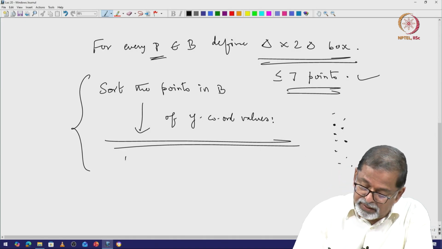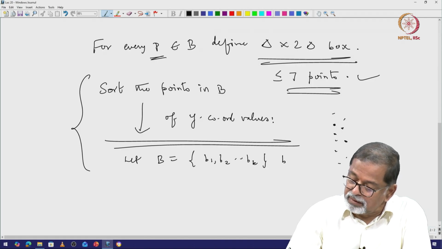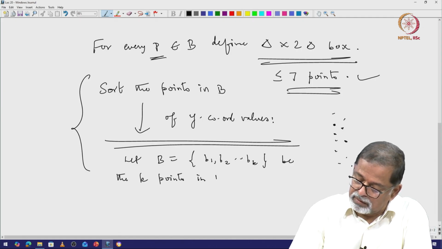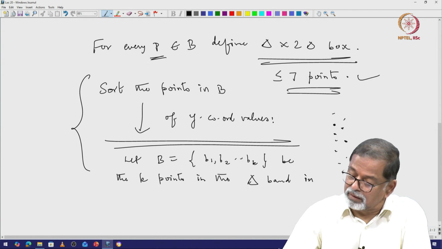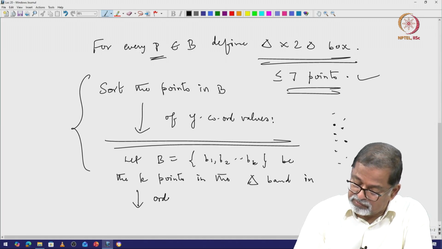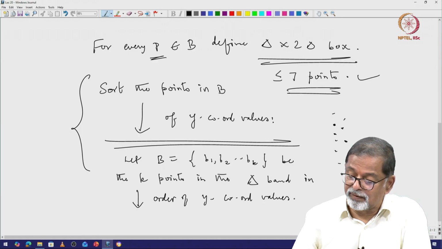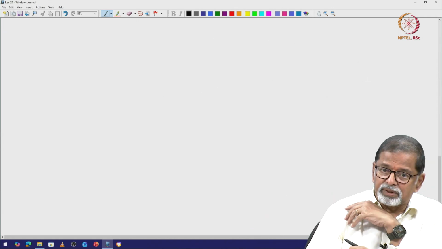Therefore, let B equal to B1, B2, ..., Bk be the k points in the delta band in decreasing order of y coordinate values. Then all you have to do is the following.